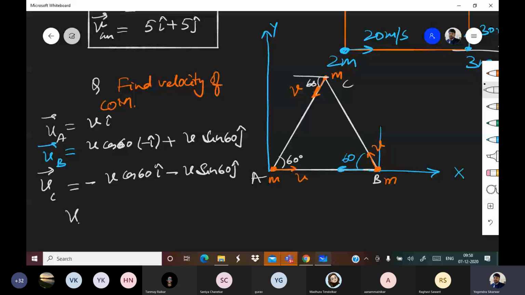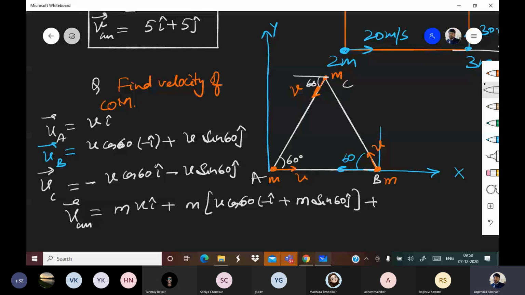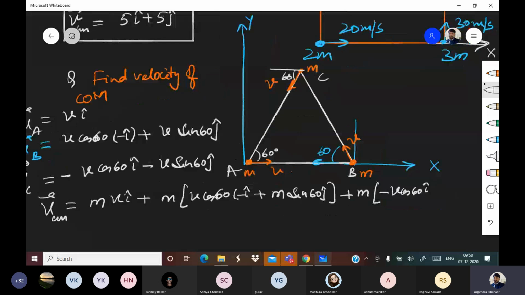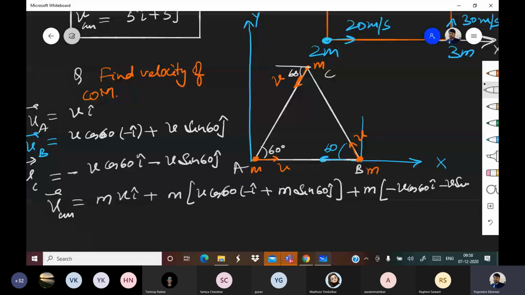So VCM is equal to M into V I cap plus M into V cos 60 minus I cap plus V sin 60 J cap, plus M into minus V cos 60 I cap minus V sin 60 J cap, upon 3M.